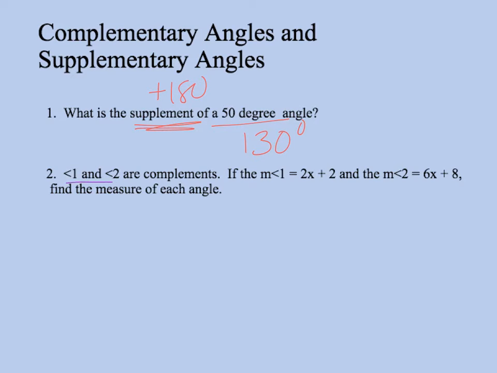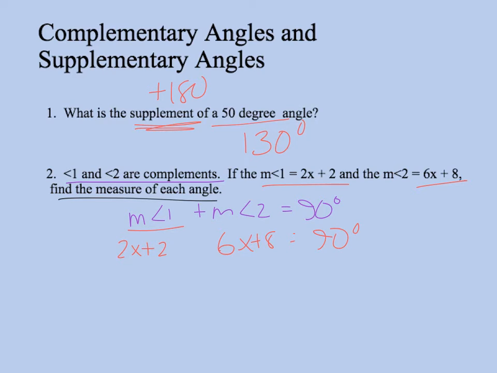The second example is an algebraic example. If angle 1 and angle 2 are complements, it means that the measure of angle 1 plus the measure of angle 2 equals 90 degrees by definition of complementary angles. So now I can substitute that angle 1 is 2x plus 2 and angle 2 is 6x plus 8, and they have to equal 90. In order to find the measure of each angle, I need to solve for x.